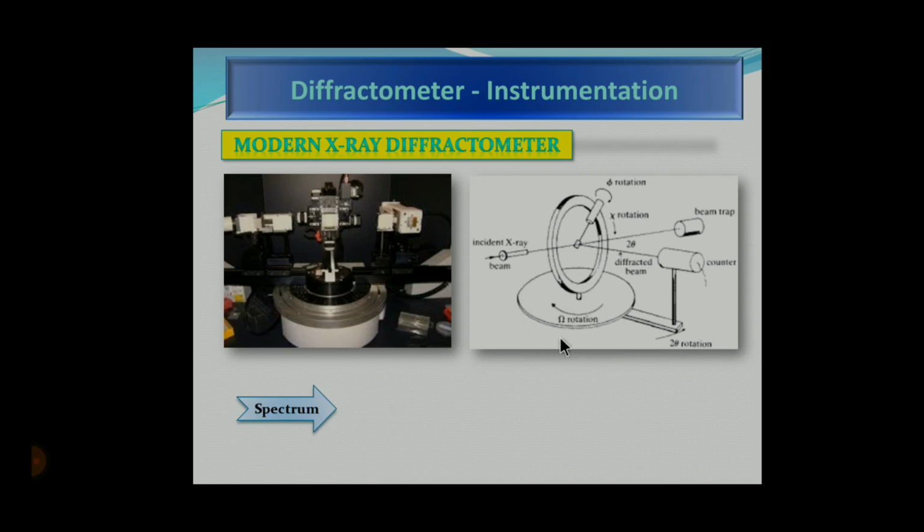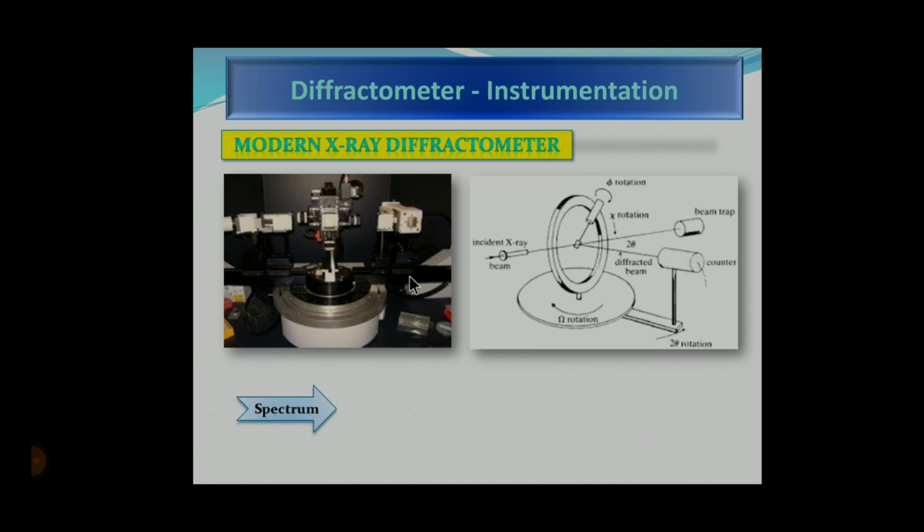So by rotating this plate, the circular can be rotated along its diameter. All these three rotations combined can expose all the possible lattice planes inside the sample to the incoming X-rays. So through this rotation, the incoming X-ray or diffracted X-rays can be detected using a proper X-ray detector, right?